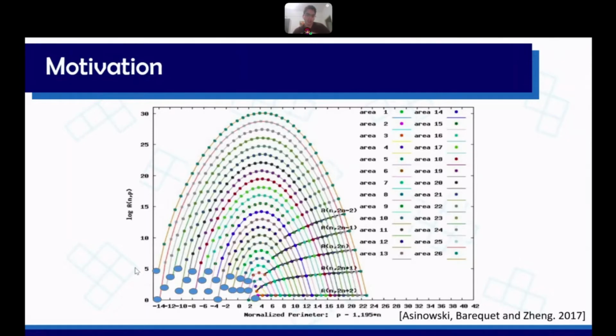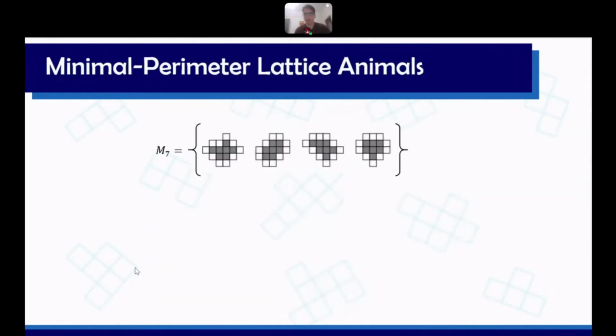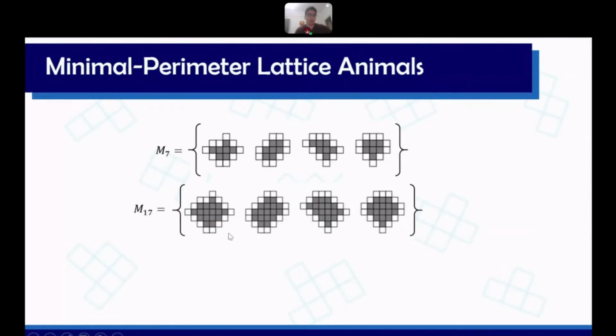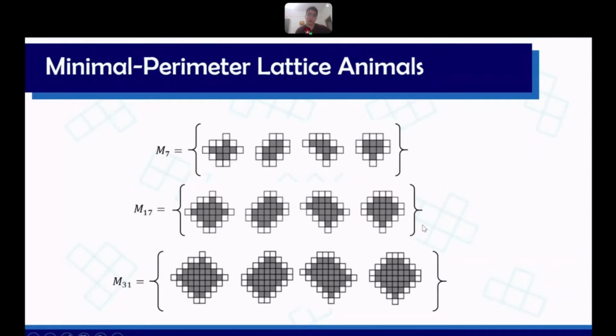But what can we say about minimal perimeter lattice animals? If we look closely at minimal perimeter lattice animals, I'll take, for example, minimal perimeter lattice animals of size 7. You can see it in here. M7 is the set of all minimal perimeter lattice animals, polyominoes of size 7 in this case. You can see that we have only 4. And of size 17, we also have exactly 4. And of size 31, we also have exactly 4. And on top of this, they all look kind of the same. They have the same general shape. And we wanted to formalize it and see what we can say about it.